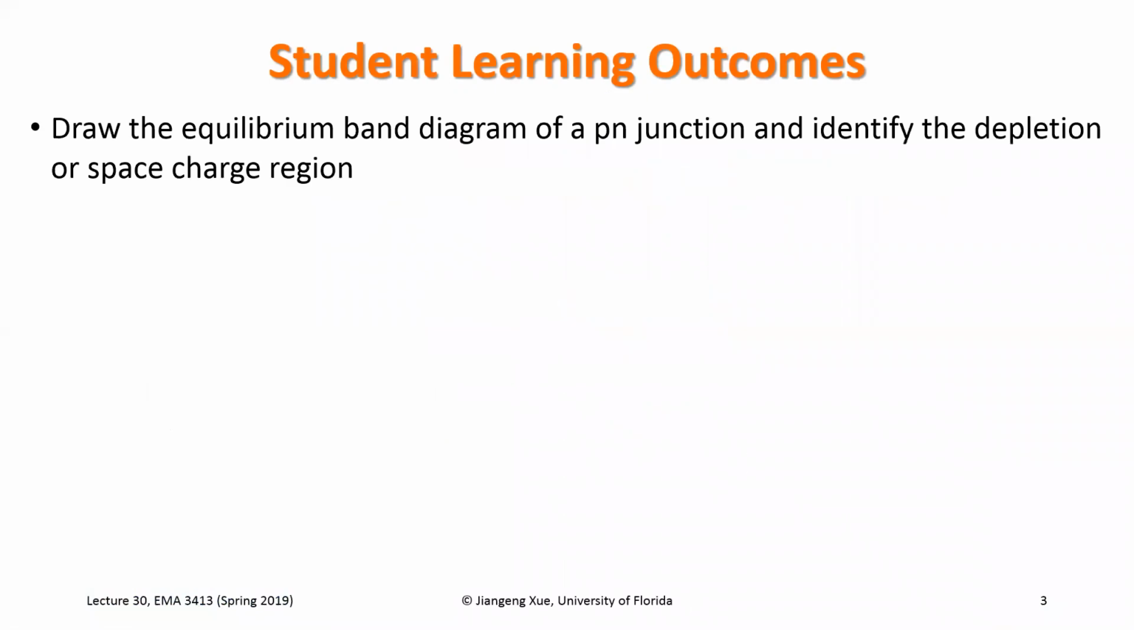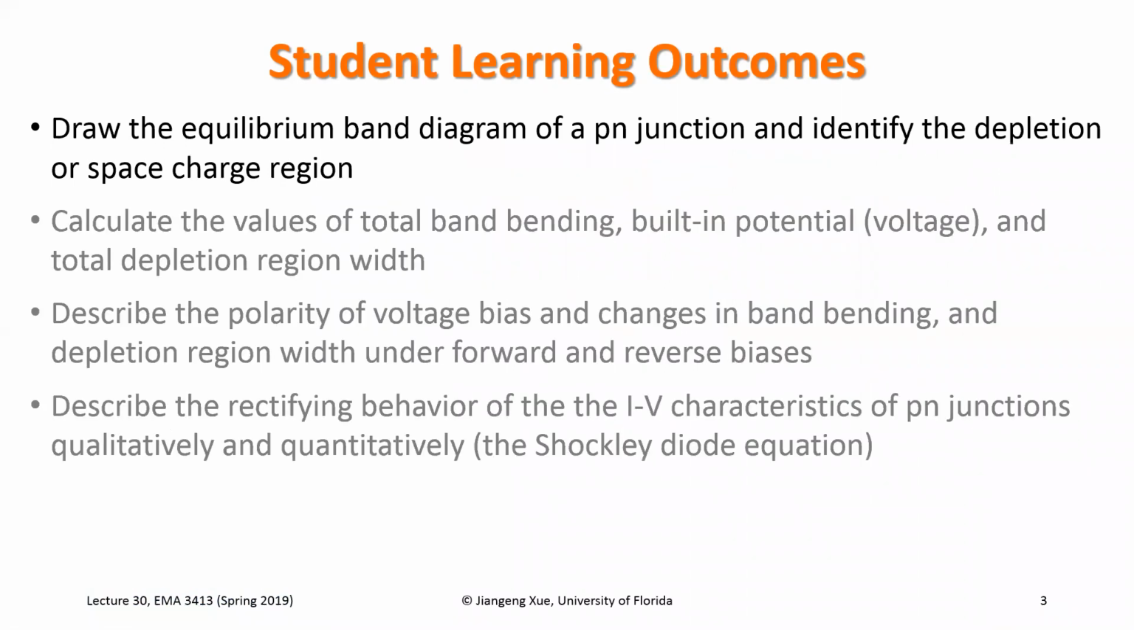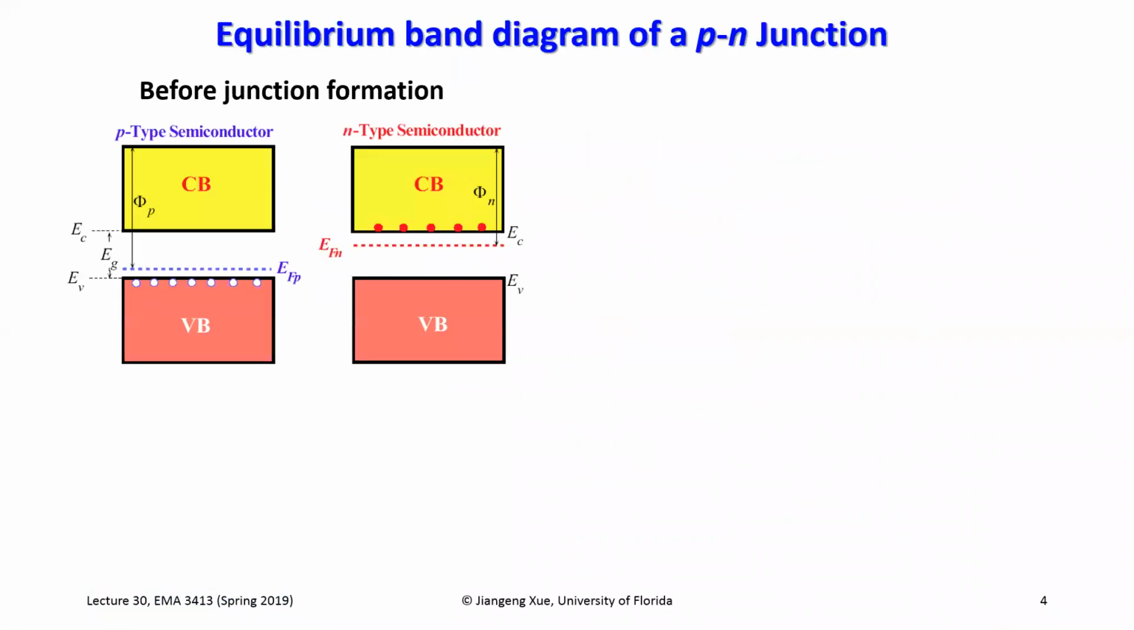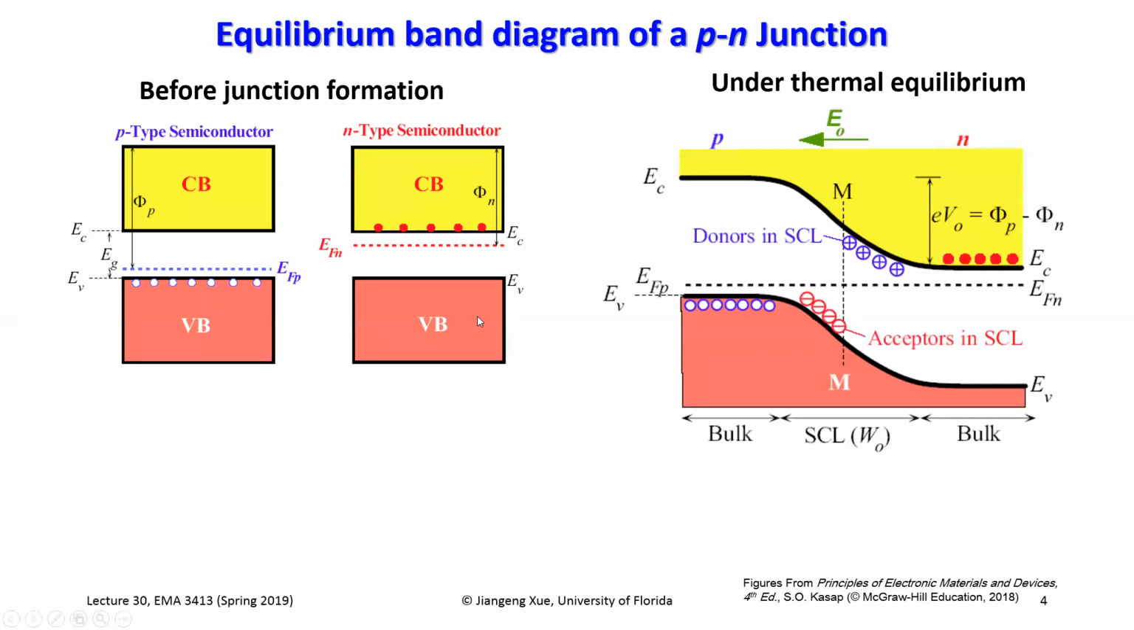First, students should be able to draw the equilibrium band diagram of a p-n junction and identify the depletion or space charge region. This shows the energy levels, particularly the Fermi level location within the semiconductor band gap before forming the p-n junction. As we talked about in metal-semiconductor contact, at thermal equilibrium we will have a constant Fermi energy. So in this case, you need to tighten the phase and then push the Fermi level down on the N-type semiconductor side and push the Fermi level up on the P-type semiconductor side. Eventually you have band bending occurring in both semiconductors.